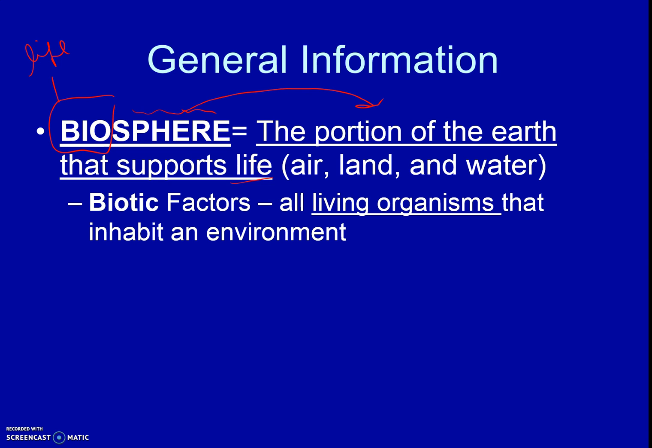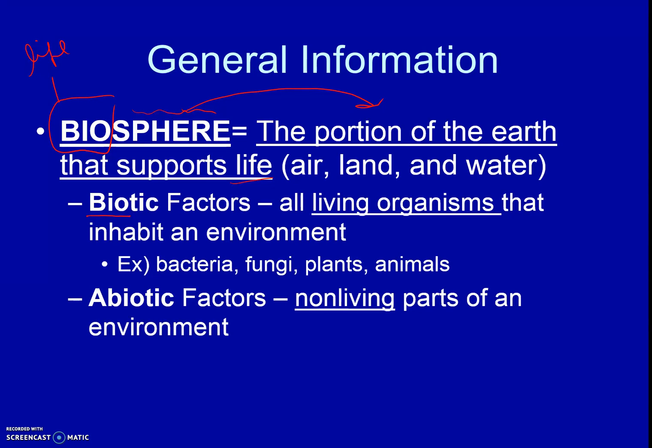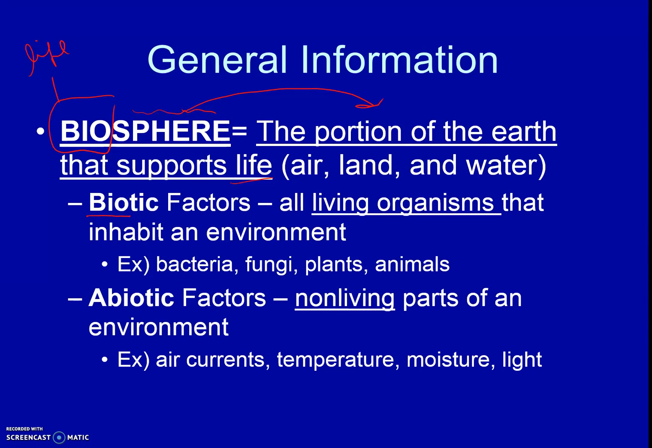And within the biosphere, you're going to have two basic types of things. You're going to have biotic factors. Again, there's the bio for life. Your biotic factors are all the living parts of an environment. So all the plants, all the fungus, all the bacteria, all the animals, all the protists, all of those are going to be biotic factors. Abiotic factors are going to be all the non-living parts of the environment. So here's where we're talking about temperature, moisture, light, rainfall, air currents, things like that.